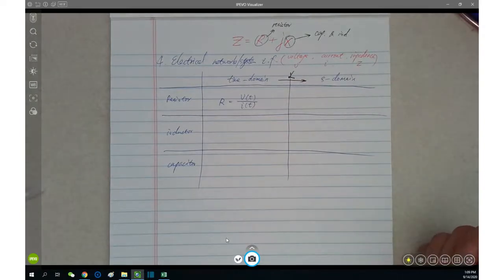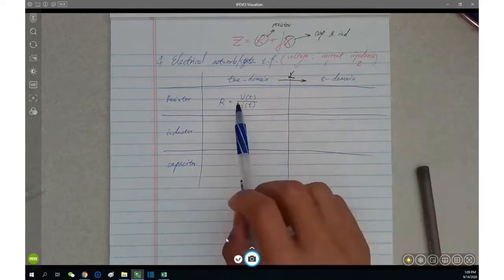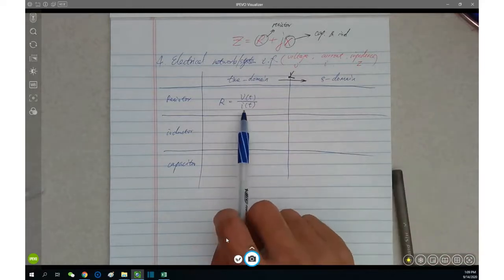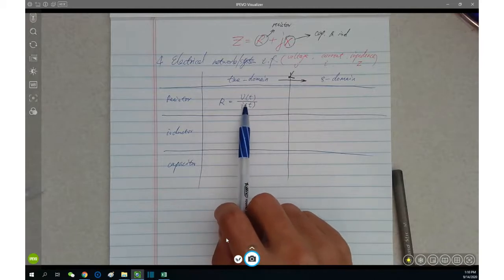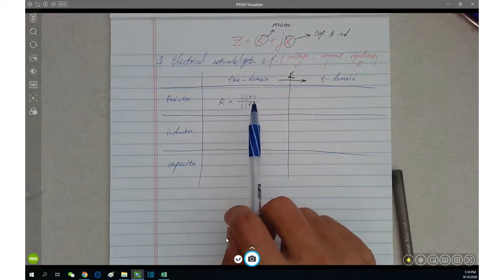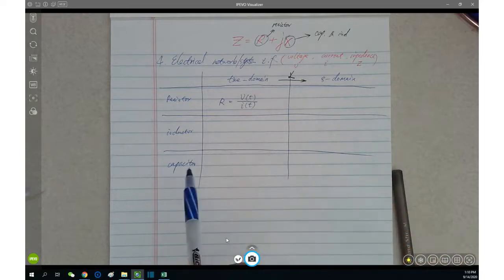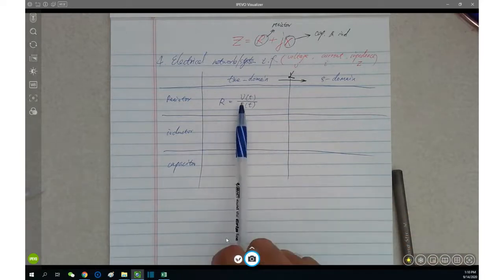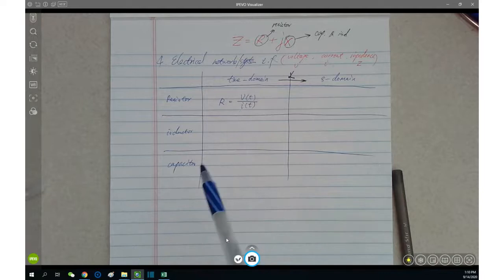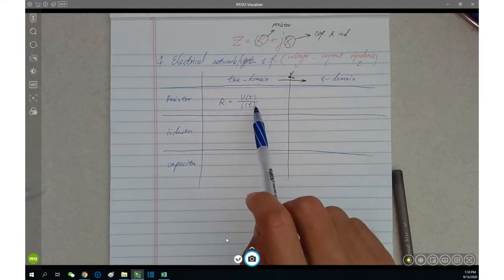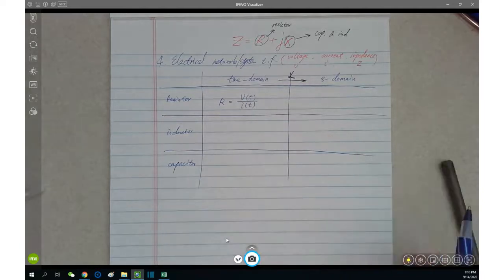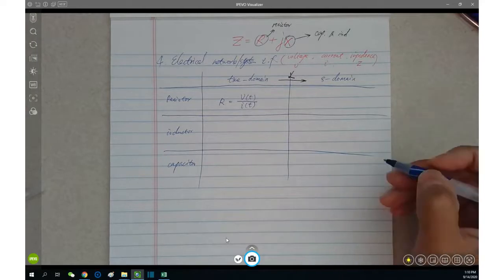If you apply a Laplace transform on this time domain equation, of course we are not seeing any derivative or integral, but essentially this is also considered a special case of a differential equation. So applying the Laplace transform on it, what we get is this.